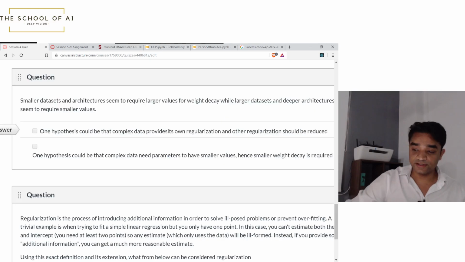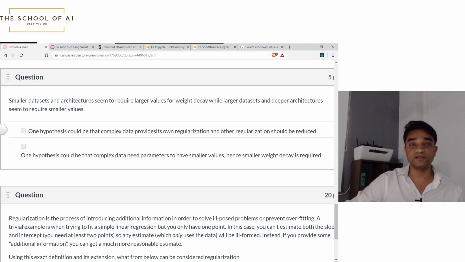Now, this is interesting, and we had slightly covered that, but not in the same language. Smaller datasets and architectures seem to require larger values of weight decay, whereas larger datasets and deeper architectures require smaller values of weight decay. Right? Now, when we are making this statement, we are saying to reach a particular value of convergence, we need to regularize the network. And as we discussed, if you are going to use two regularizations, you're going to reduce one of them because you're adding the other one.